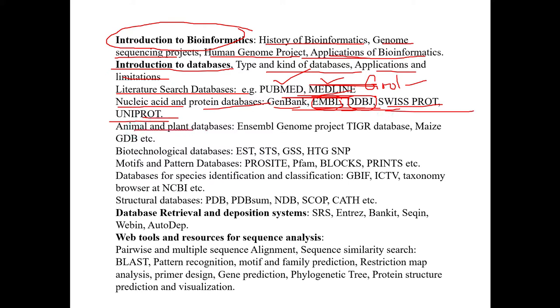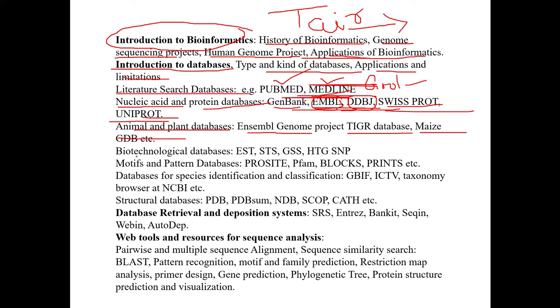So animal and plant databases: Ensembl, Genome Project for tiger database, MaizeGDB databases, and Sol Genomics for Lycopersicum, for the Solanaceae family. So what you have to do, you have to search these things: Oryzabase for Oryza sativa, and TAIR, which is basically what I have discussed in my previous lecture also. TAIR is for Arabidopsis thaliana.